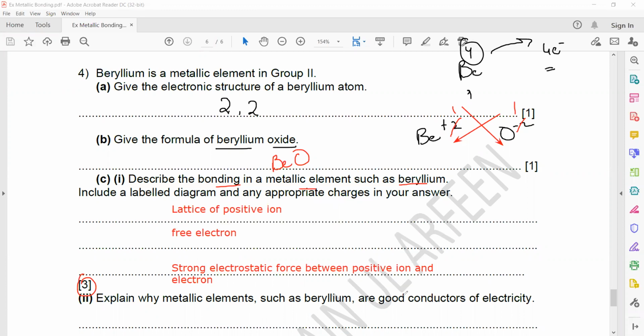Then why are metals such as beryllium good conductors? You will mention because it has free electrons which can move through the structure.